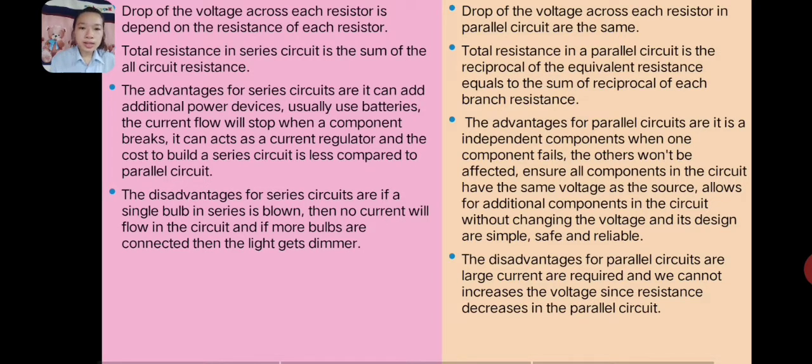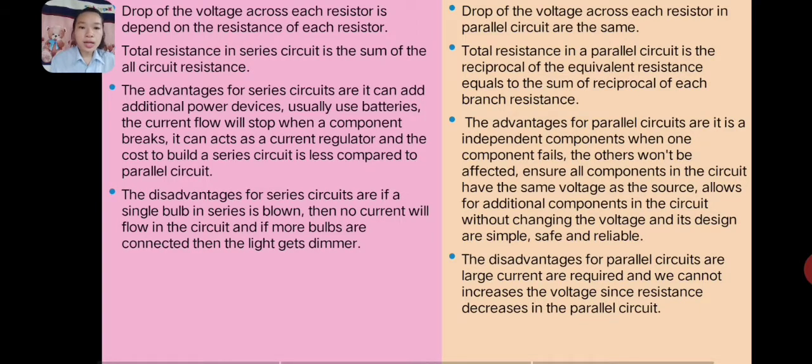The total resistance in the series circuit is the sum of all the circuit resistances. When the resistor value in the series circuit increases, the total resistance in the series circuit also increases. However, the total resistance in the parallel circuit is such that the reciprocal of the equivalent resistance is equal to the sum of the reciprocals of each branch resistance. When one resistor value in the parallel circuit increases, the total resistance in the parallel circuit will decrease.